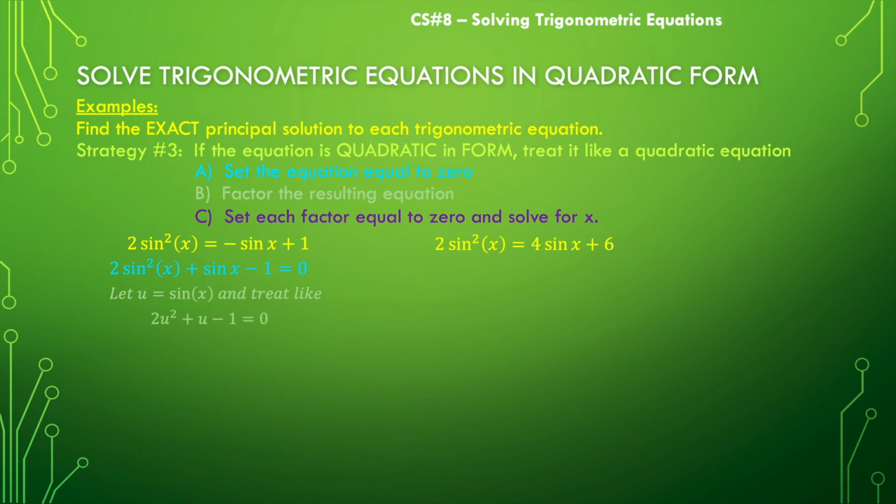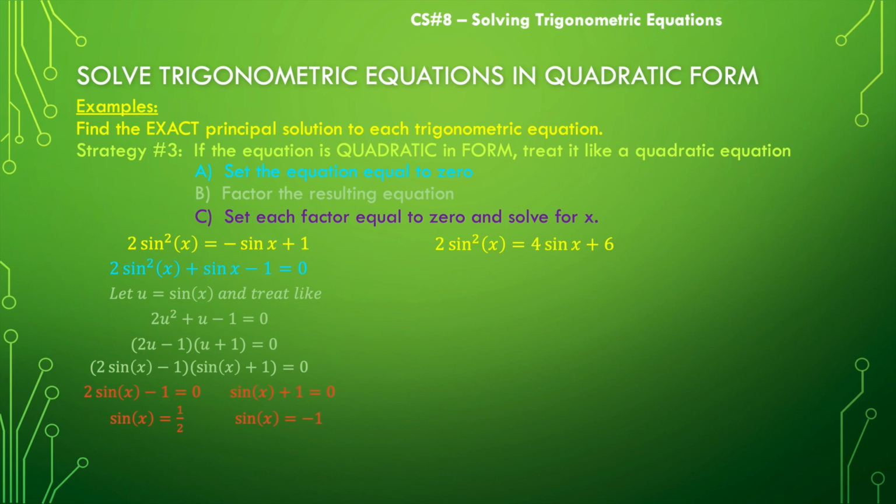All right, and so when I factor that, I'll end up with 2u minus 1 and u plus 1 is equal to 0. And now I'll back substitute my trig function. So I'd have 2 sine of x minus 1 times sine of x plus 1 is equal to 0. Set each of those factors equal to 0 and isolate the trig function. So the sine of x is equal to 1/2 and the sine of x is equal to -1. And so I'll get 2 answers out of that first equation and 1 out of the second.